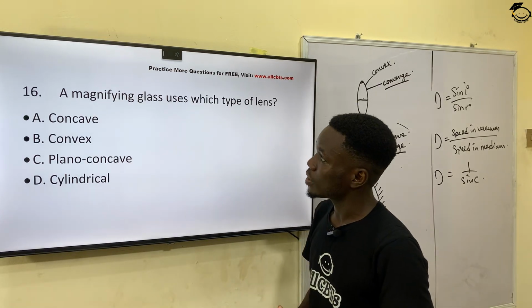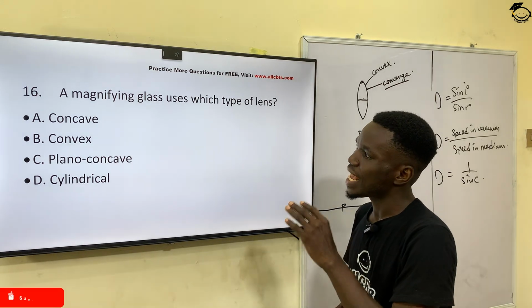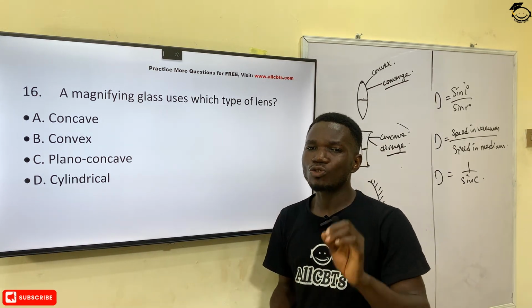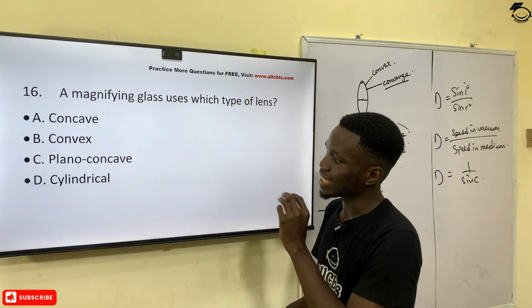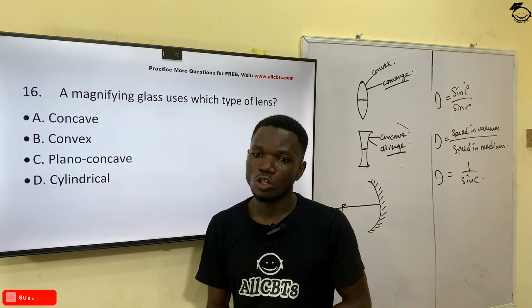Moving on to question number 16, it says a magnifying glass uses which type of lens? A magnifying glass uses a convex lens. A magnifying glass uses a convex lens, which is option B.